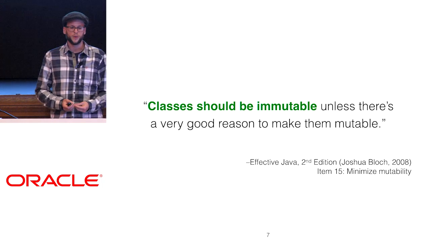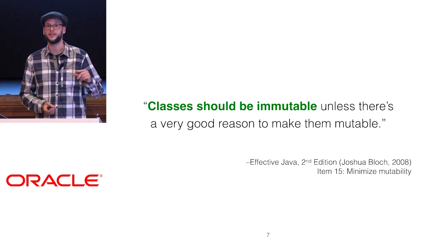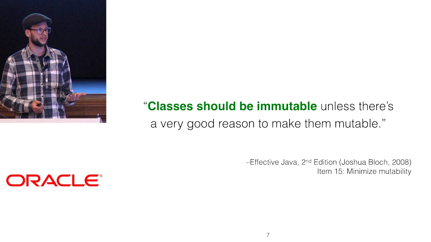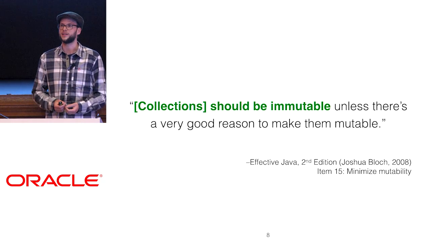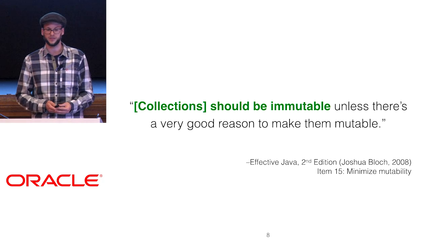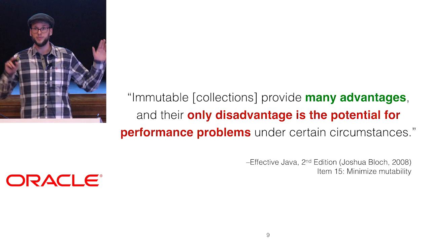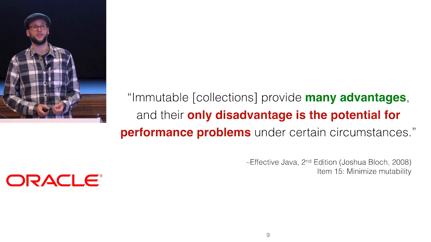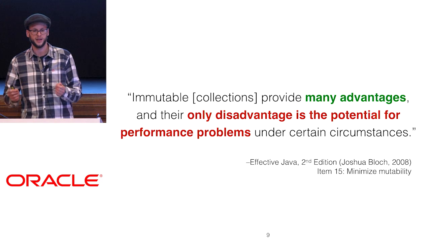Well, I would like to quote Joshua Bloch from his book Effective Java. There's an item where he says that classes should be immutable unless there is a very good reason to make them mutable. And I would like to make that more precise and say the same is true for collections. So you actually want immutable collections. The quote also continues and says that immutable collections provide many advantages, and the only disadvantage is the potential for performance problems under certain circumstances.